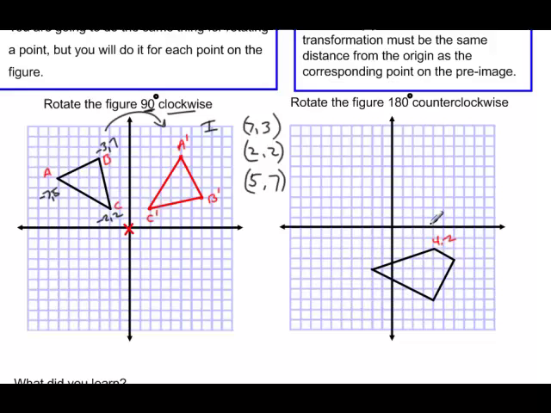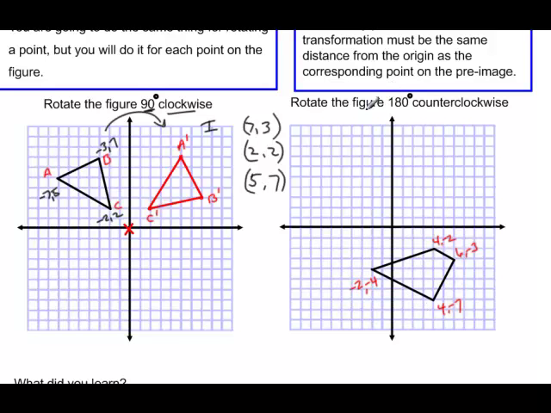Okay. This is going to be over 6 down 3. This is over 4 down 7. And this is over negative 2 down 4. So there's my 4 sets of ordered pairs. I need to go 180 degrees clockwise.